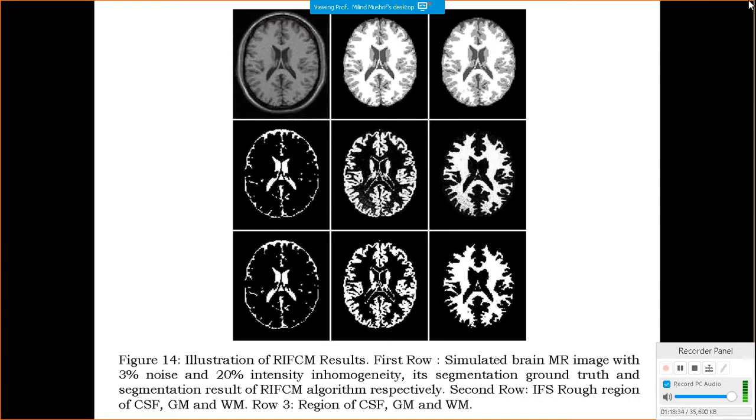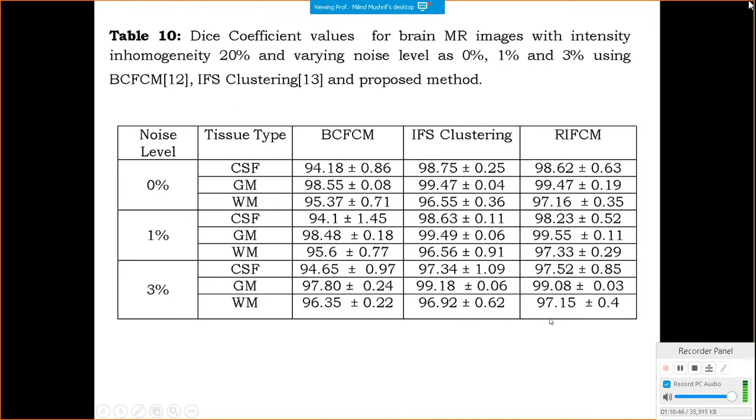If we do the visual or qualitative comparison, it is difficult to make out any difference between these segmentations. But if we use quantitative analysis, then we can see the improvements in the results by this intuitionistic fuzzy clustering algorithm. The results are compared with ECFCM, bias corrected FCM, the IFS clustering algorithm, and this is a roughness index based FCM algorithm. We get better results using the IFS or RIFCM algorithm as compared to BCFCM.